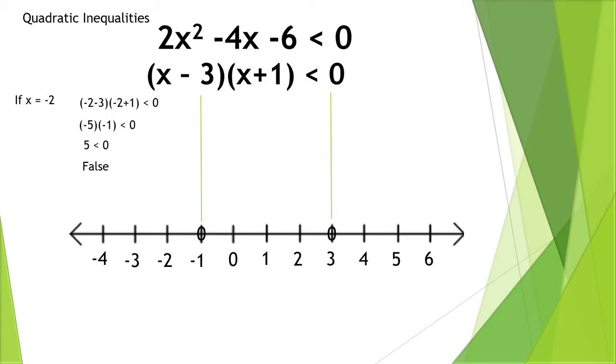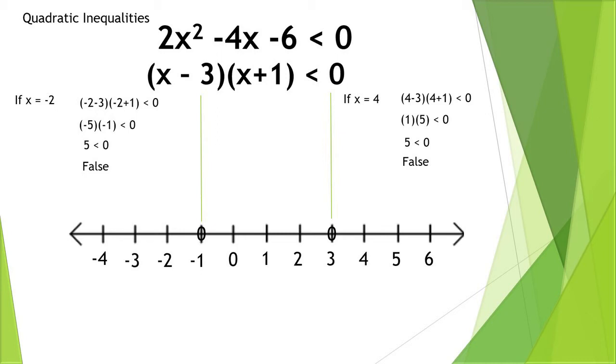Now, how about a number greater than 3? Let us use 4. Substitute 4 into the factors less than 0. So it becomes 4 minus 3 times the quantity 4 plus 1 less than 0. Now what is 4 minus 3? Of course, the answer is 1 times 5 less than 0. And we all know that 5 is greater than 0, so it is false. It means 4 is not a solution of the inequality.